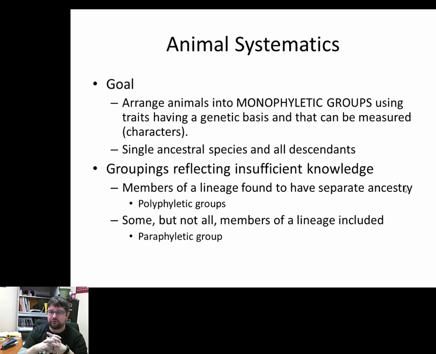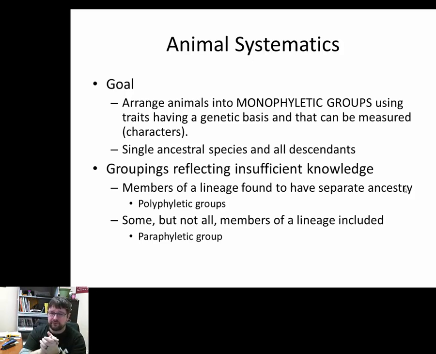Now, there's another case of insufficient knowledge, and that is that we have a paraphyletic group where not all the members are included. Okay, so it needs to be revisited. We need to make it more inclusive, a larger grouping. Right now we might have smaller groupings that should all be stuck together, okay?